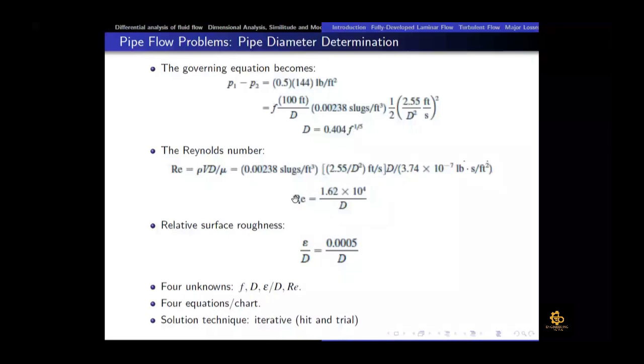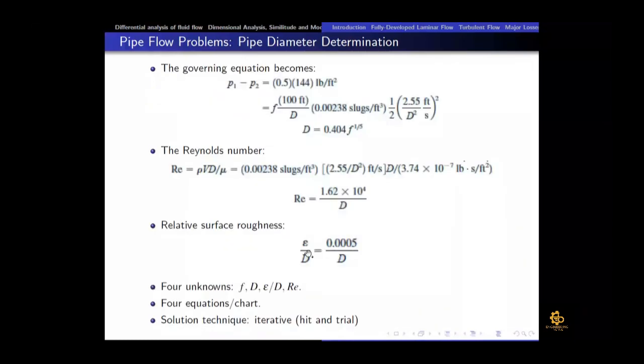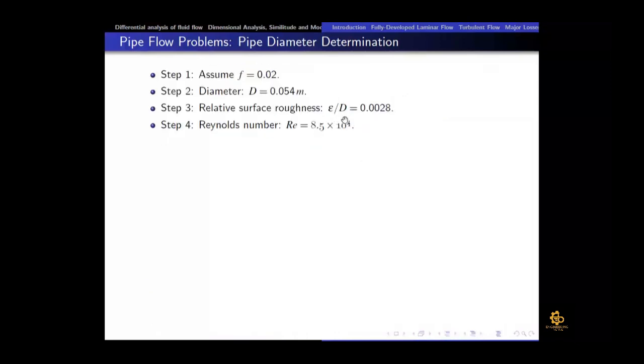Because Reynolds number depends on diameter, which was unknown. So once the diameter is known, we can calculate the Reynolds number and also epsilon upon d. So once we get the Reynolds number and epsilon upon d value, we take these two values and go into the Moody chart: 8.5 into 10 to the power 4 and 0.0028.